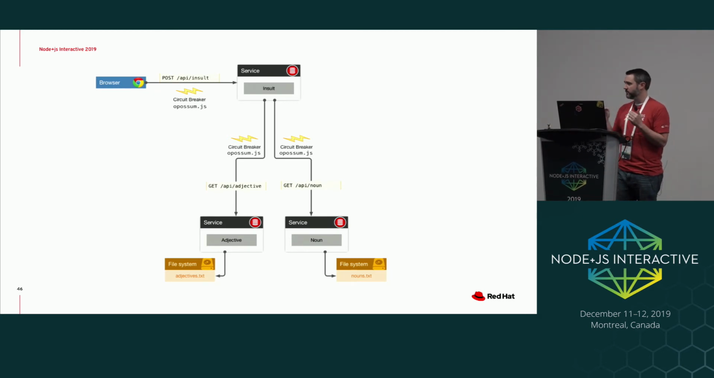In front of each of those services, we have a circuit breaker. Here we're using Opossum.js, which is one circuit breaker implementation. I think Breaker is another one. There might be a couple others.